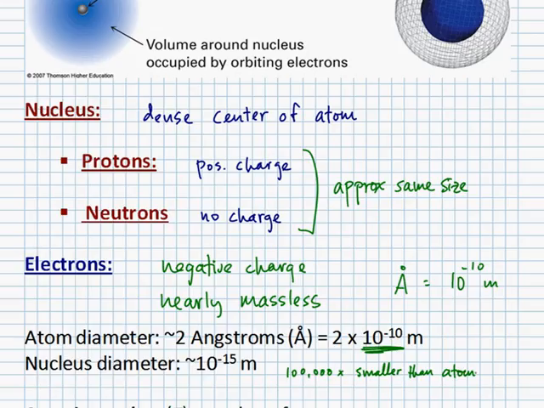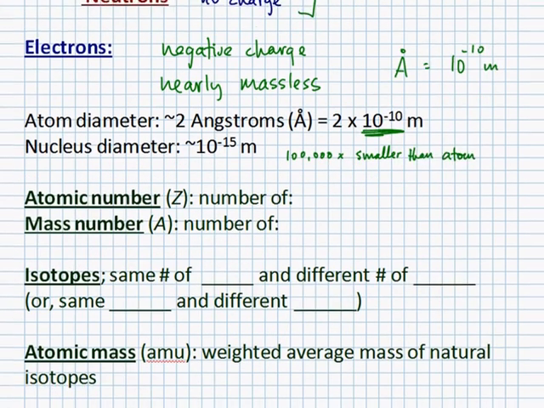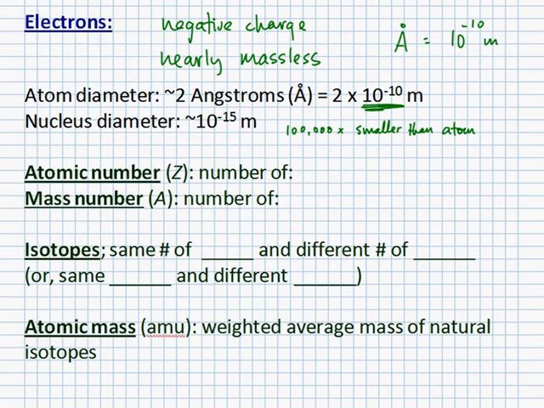So if I had a nucleus that was 1 meter across, just if we were to change it up a little bit, if I imagined a huge atom with a nucleus that was 1 meter, like a beach ball, the whole atom would be 100,000 meters. So it gives you an idea of how tiny that nucleus is, and especially when you consider almost all of the mass of the atom is contained within that tiny little nucleus.